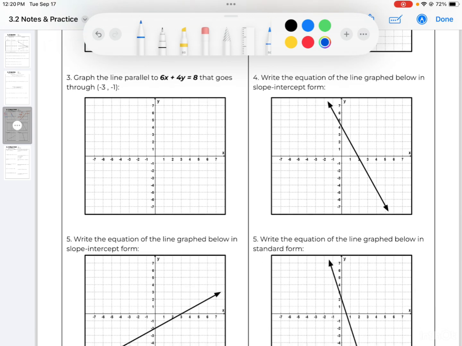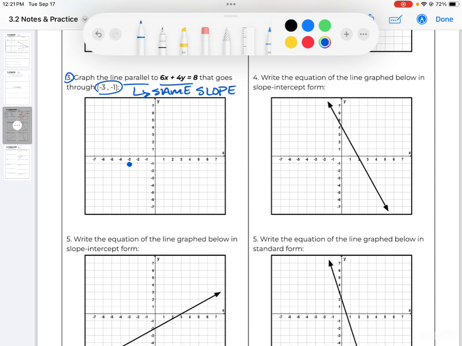Question 3 has a lot of information in it. It says to graph the line that's parallel to this one, and it goes through this point, -3, -1. So it's going to pass through that point. And I know from lesson 3.1 that when lines are parallel, that means they have the same slope. That's how I know that they're never going to intersect, touch, or cross: they move at the same steepness and in the same direction.